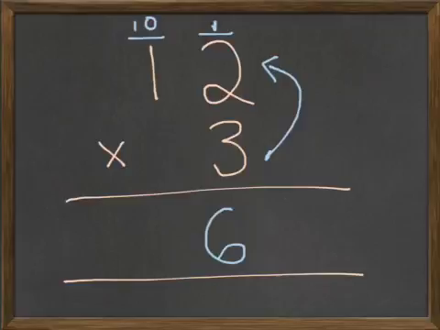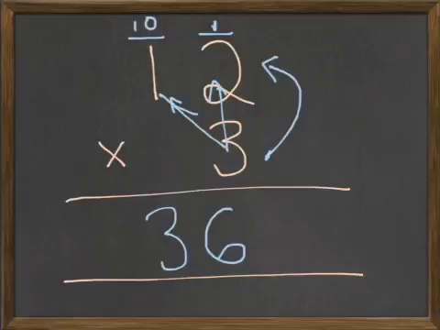Now we've got 3 lots of 2, but we also need 3 lots of 10. To do that, we can just do 3 times 1, which is actually 3 times 10 because it's in the tens column. So 3 times 10 is 30. 3 times 1 is 3. So we end up with 36. All we did was 3 times 2 and 3 times 1, and we ended up with 36.